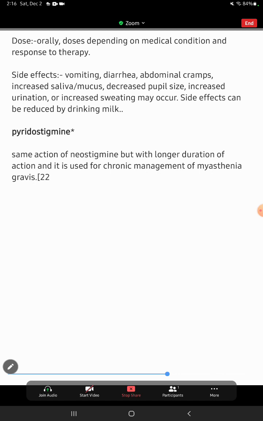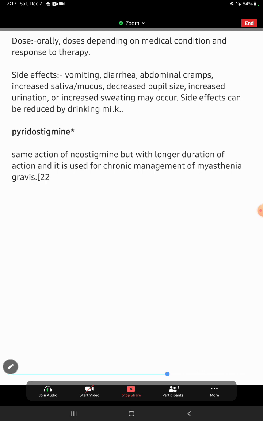Its dose usually depends on the medical condition and response to therapy. Side effects: vomiting, diarrhea, abdominal cramps, meaning lower abdominal pain, increased saliva, mucus, decreased pupil size, increased urination, or increased sweating may occur. Side effects can also be reduced by drinking milk.